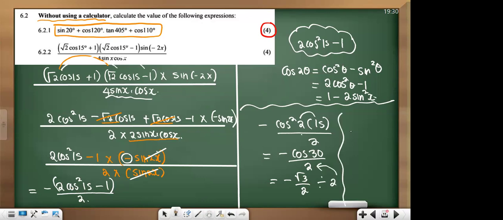I have negative root 3 over 2 multiplied by 1 over 2. And that's actually, am I right? That will be negative root 3 over 4. Please talk to me, am I right? Let me know, am I right, guys? If I'm still right, we can just move on.